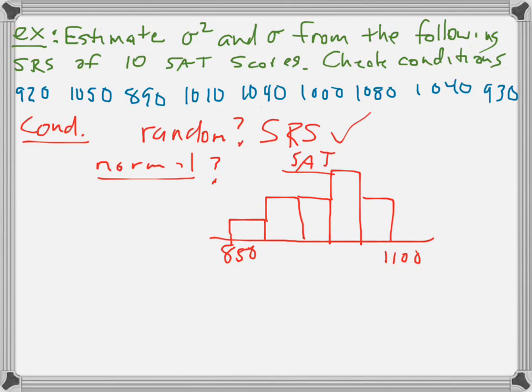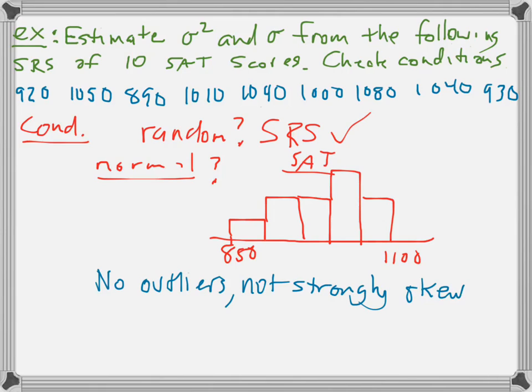And although this isn't 100% mound-shaped, it's slightly skewed left, but it's not strongly skewed left. So I'm just going to call this no outliers and not strongly skewed. Weakly skewed, okay, but we don't want strongly skewed, so it checks out.